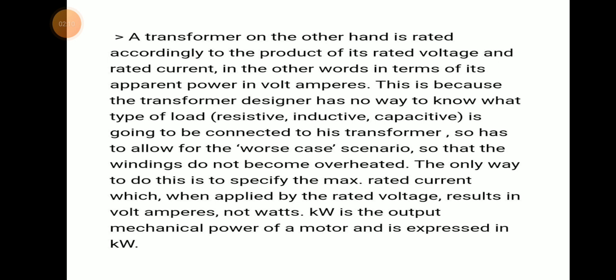So he can only think about the worst-case scenario: the maximum load the winding can withstand, the maximum heat it can withstand, after which it will overheat. The only way to avoid the worst case is to specify the maximum rated current at the rated voltage, resulting in volt-ampere, not watt. Kilowatt is actually the output mechanical power of a motor, and it is expressed in kilowatt.